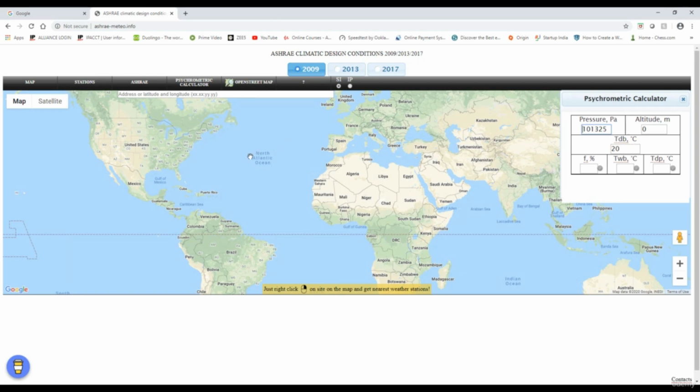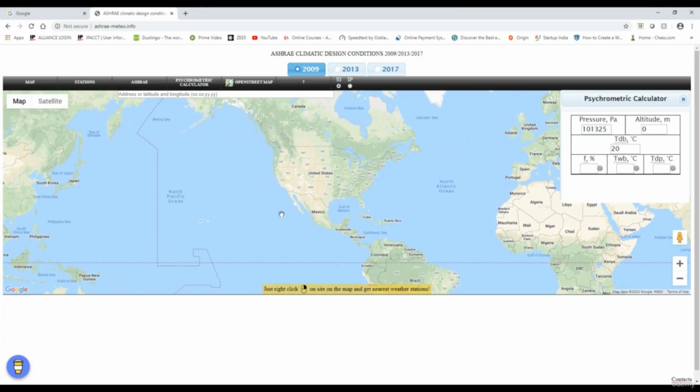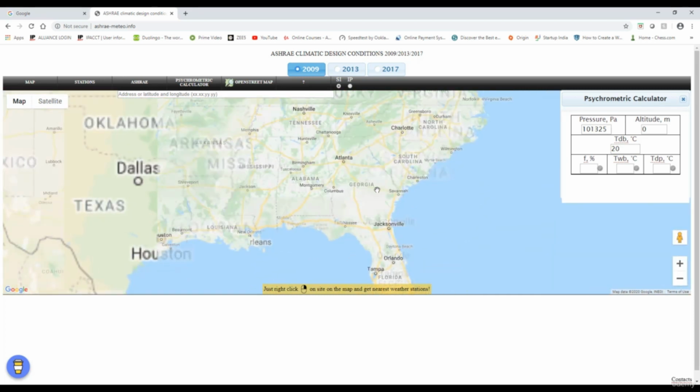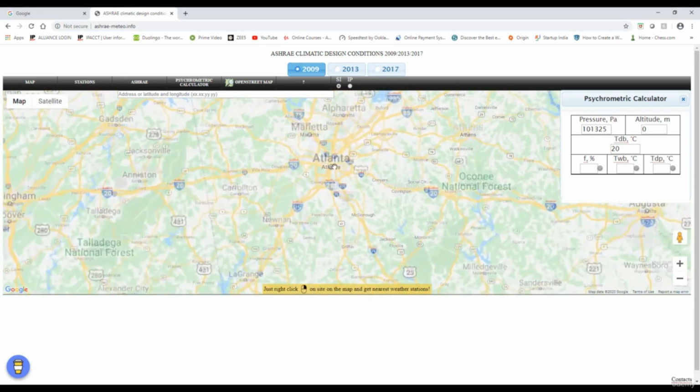Here we are searching for the weather conditions at Atlanta, Georgia. One can directly search with the name of the place in the search field, and since we know where the city is located, we are going to zoom in here to find all the weather stations around the city. Just right-click on the screen where the city is located.